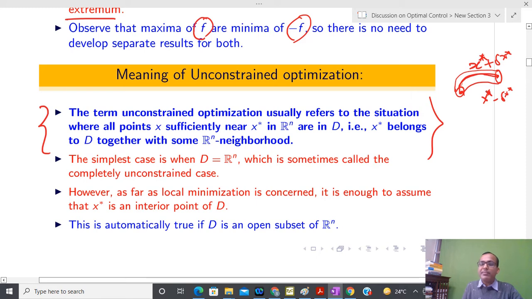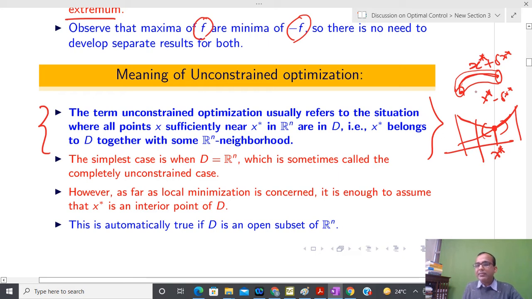A similar kind of situation exists in finite dimensional space also. Suppose I have some kind of function, and I am saying that at this point x star, in this interval, it is the minimum. I have to define the neighborhood also, and I have to make sure that x star plus the increment and x star minus the increment lie in D.